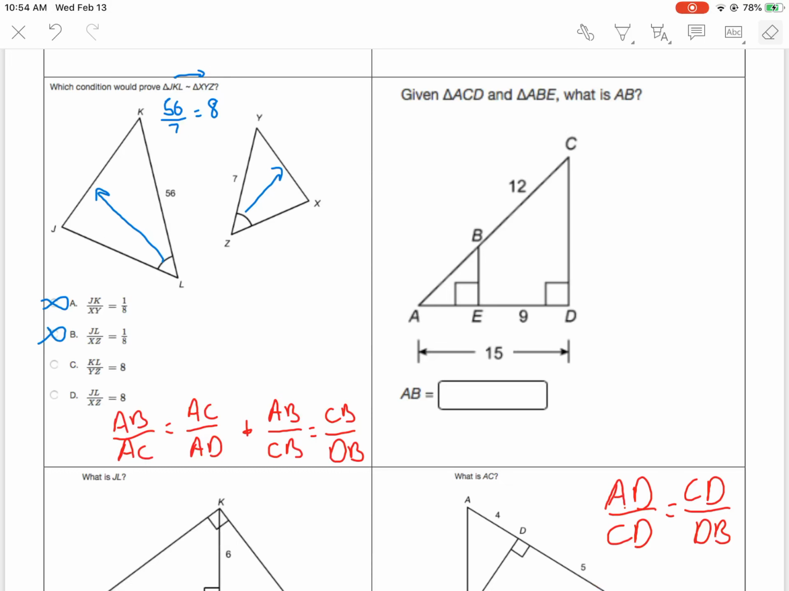Or no. Yeah, you can, because you're going from big to small, so you want the scale factor. No, you would want the big number to be on top because it has to line up, because then that would be opposite. So no. KL over YZ is equal to 8. Totally.